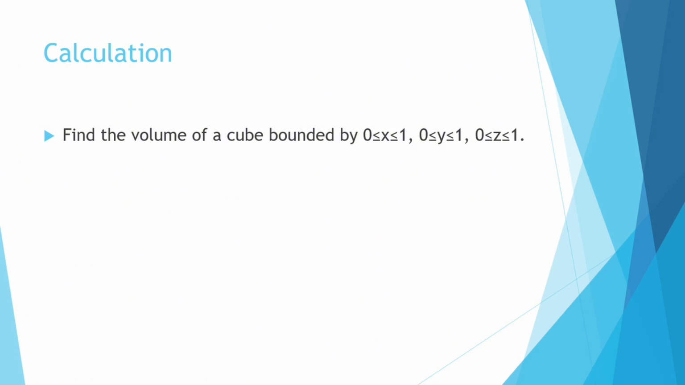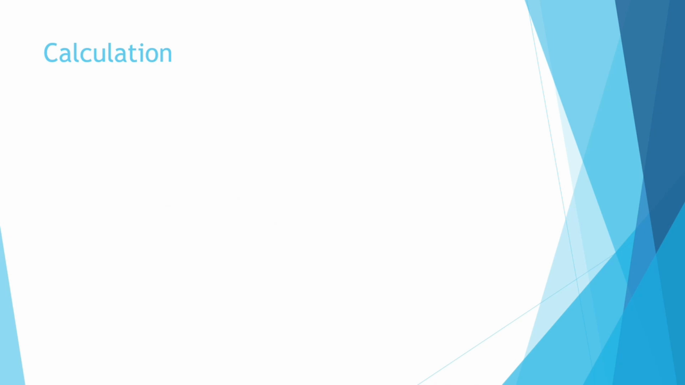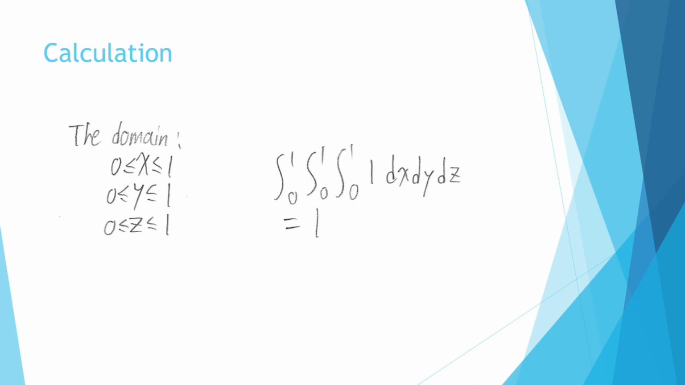Find the volume of a cube where x, y, and z each range from 0 to 1. How do we solve it? Well, the volume is the triple integral of 1 over this region. First, integrate with respect to x from 0 to 1. The integral of 1 with respect to x is just x. Evaluate from 0 to 1, which gives 1.